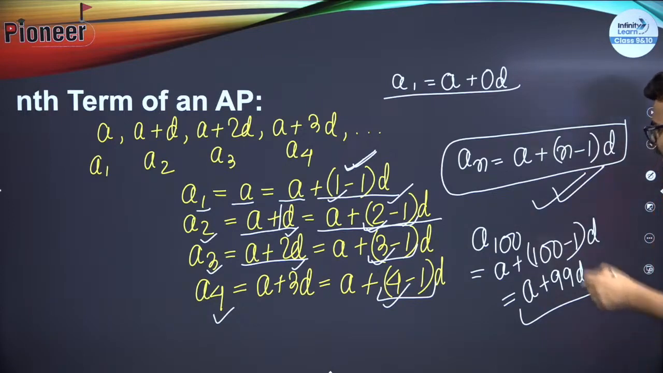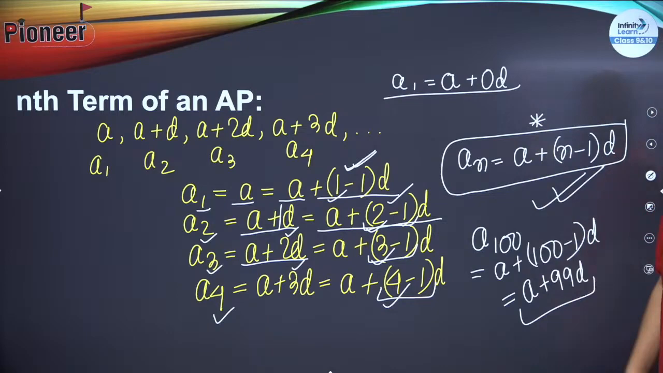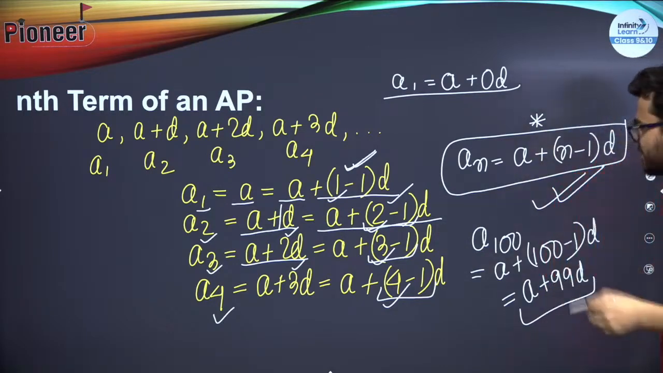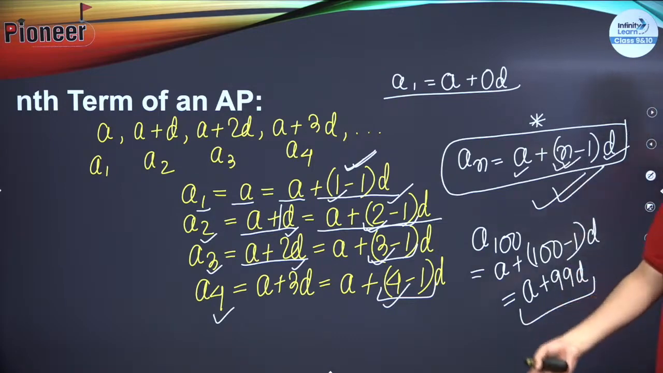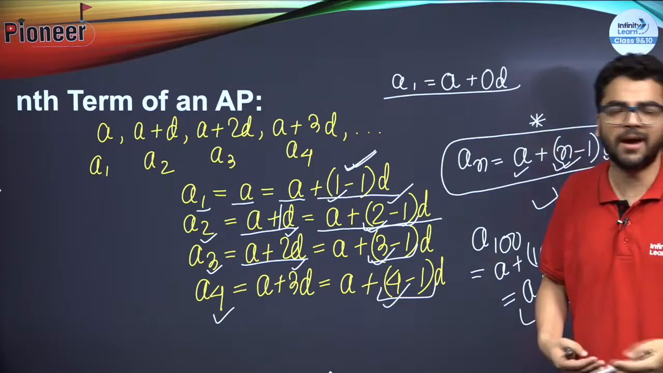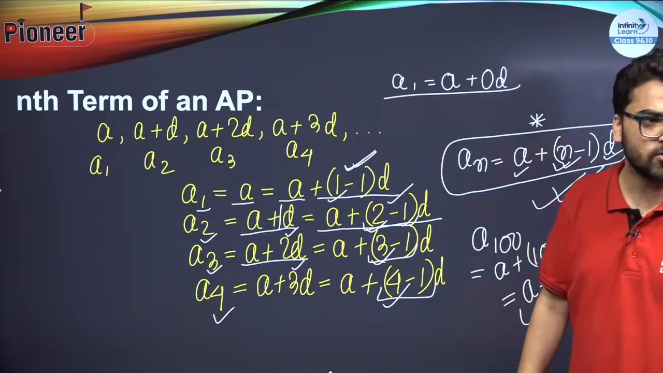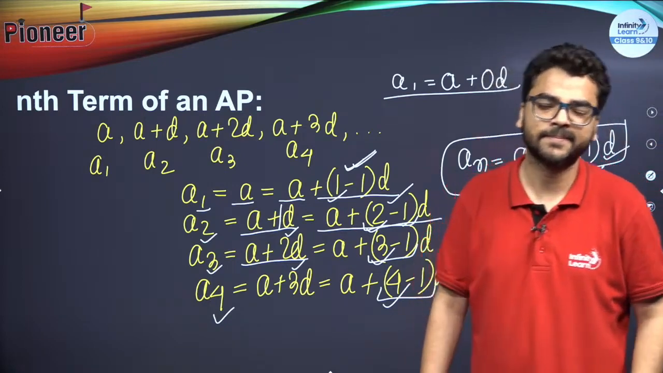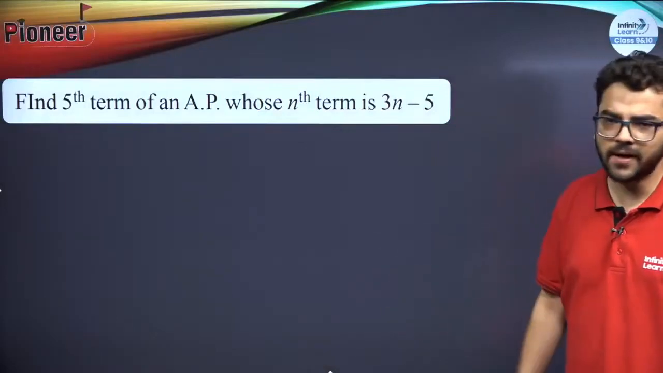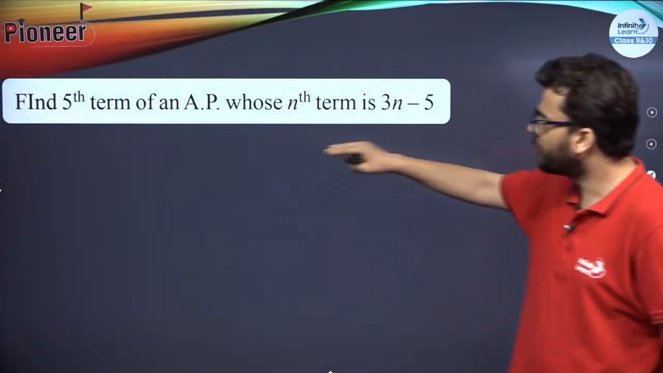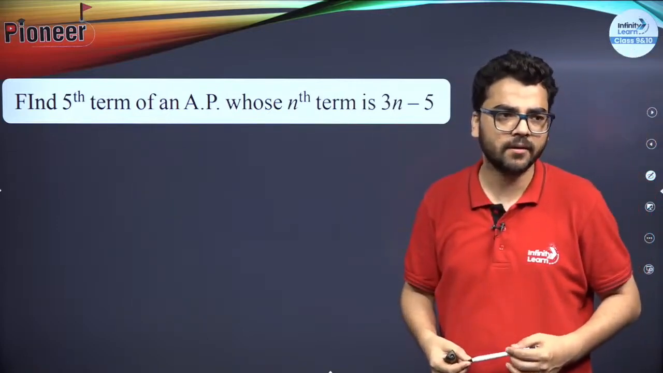But is the formula clear, that why the nth term of an AP is a plus n minus 1 into d? I hope it is clear, where a is the first term, d is the common difference and n is the position of the term. It depends on that position, 50th term, 100th term, 200th term. It depends on the question itself. I hope this is clear to every student in this class. Okay, so let's do questions over here, guys. Try doing this one. Find the fifth term of an AP whose nth term is this. Fifth term of this AP.